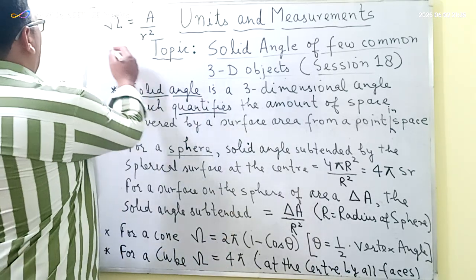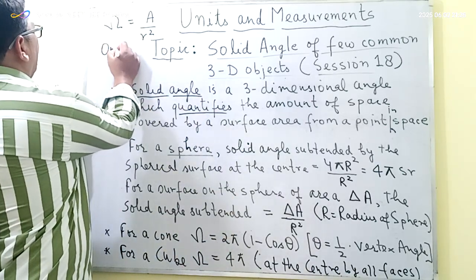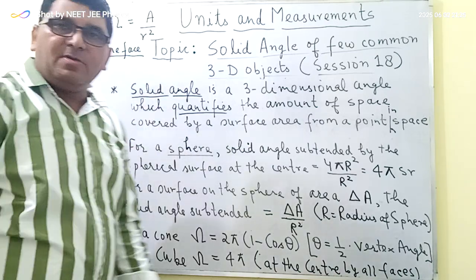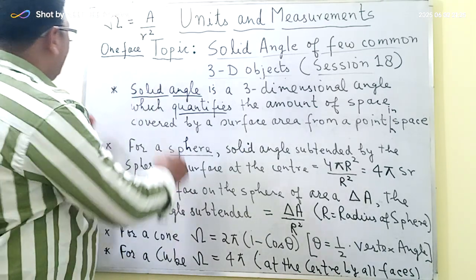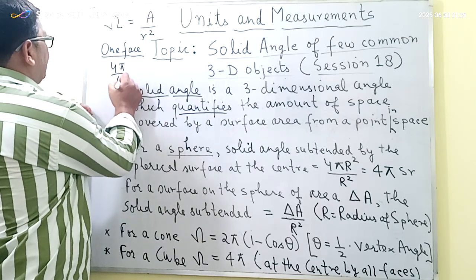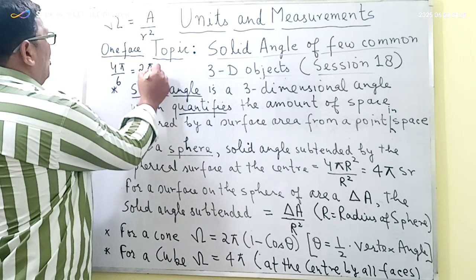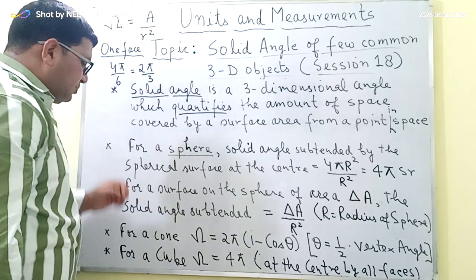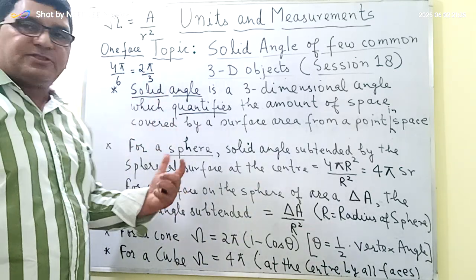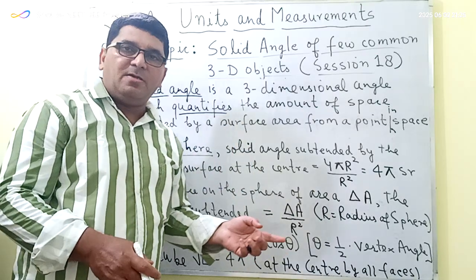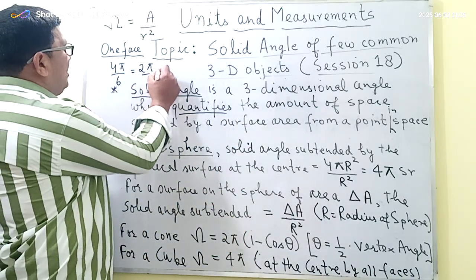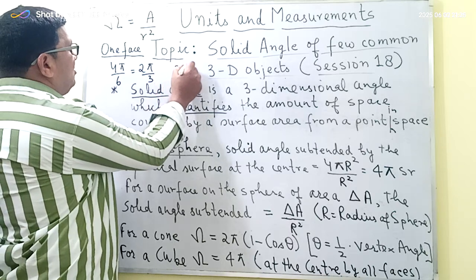So for one face, that is the solid angle subtended by one face of the cube at the center of it will be equal to 4 pi divided by 6. So this will be equal to 2 pi upon 3. So if you want to calculate the solid angle which is subtended by say 3 faces of a cube at the center of the cube, it will be equal to 2 pi by 3 into 3. So that will be equal to 2 pi.